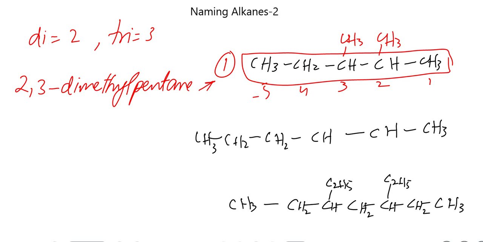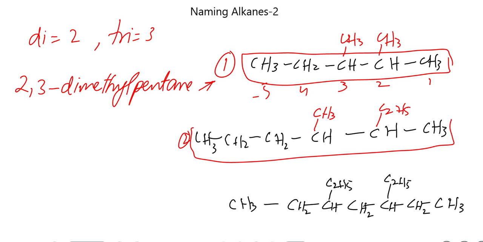Alright, so this is the name of this thing. So whenever there are two same branches, we always use di, tri. If there are two or more branches but they are not same, we don't use di or tri. Say for example, in second one, if this is CH3 and second one is C2H5, 2 carbon is ethyl and 1 carbon is methyl. So again we select this carbon chain as longest continuous carbon chain, and we will start numbering from this terminal because this is closer to branches.